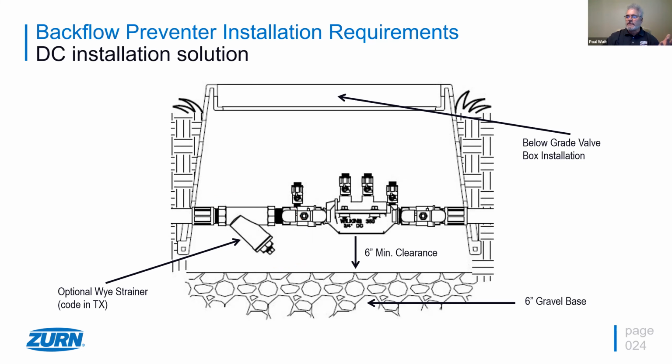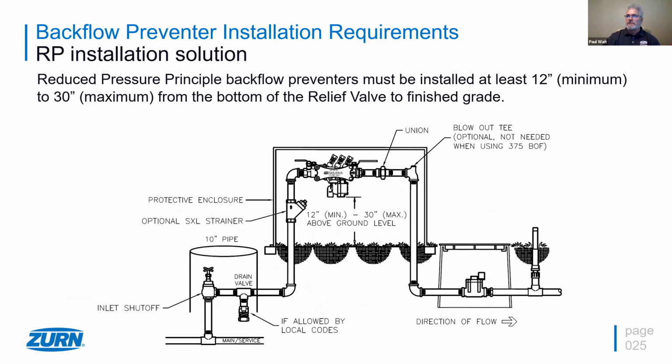Now, when we move to an RP and we start looking at the installation of an RP, it must be above grade. We've seen some people try to put them in vaults, and there are some code variances that allow that, but you've got to put a pump in there and a lot of other things in order to make sure that any of the water that comes out of that relief valve does not flood the vault and cover up the backflow preventer. So let's just talk about the outdoor above grade installation like I've got on the screen here.